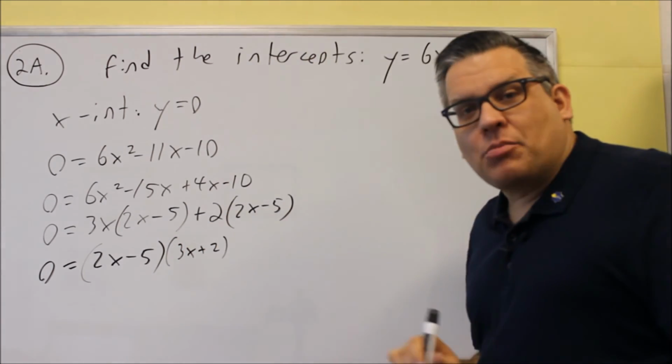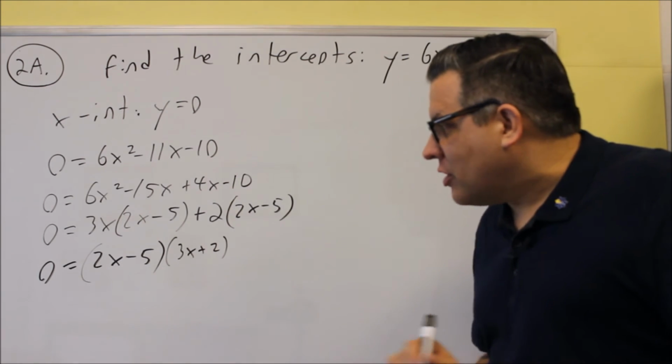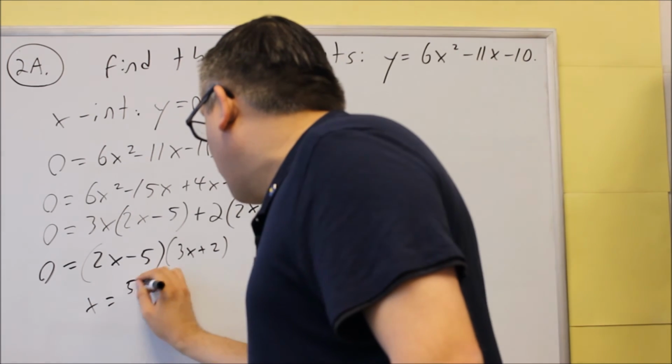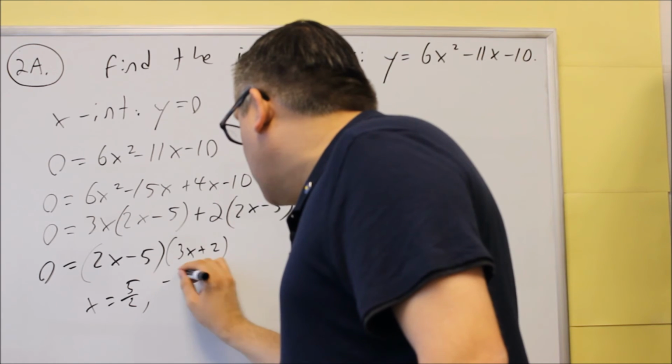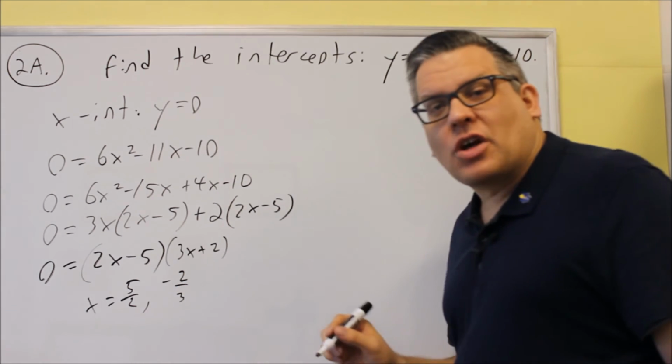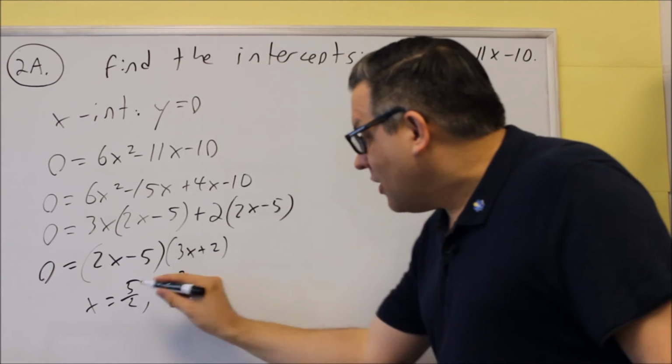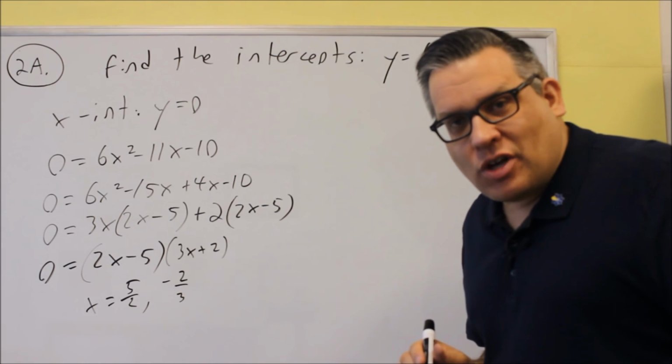And so now we're going to set both of those equal to 0 separately to get our answers. We'll get 5/2, and we'll get negative 2/3 if we set both of those equal to 0. So those would be considered the x-intercepts.